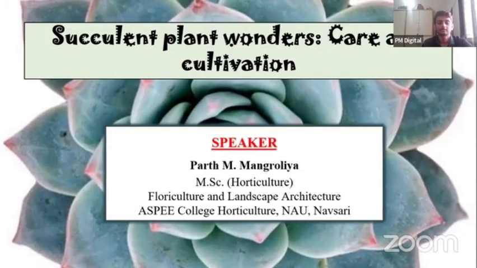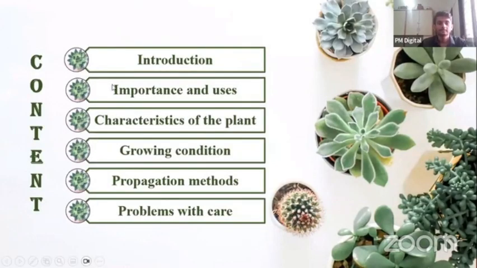I'm pursuing my master's degree in the Department of Floriculture and Landscape Architecture in ASPEE College of Horticulture, Navsari Agriculture University, Navsari. Today, I'm here to present my talk on succulent plant wonders, care and cultivation. For better and easy understanding, I have divided my topic as follows: introduction, importance and uses, characteristics of the plant, growing condition, propagation method, and problem with care.